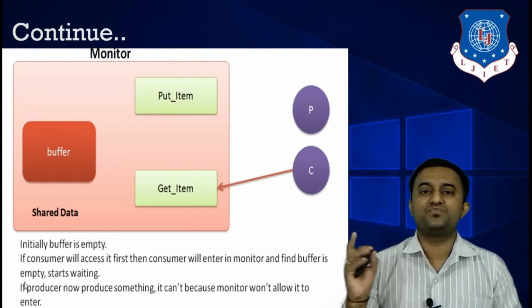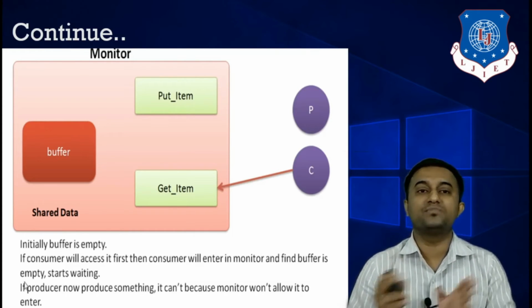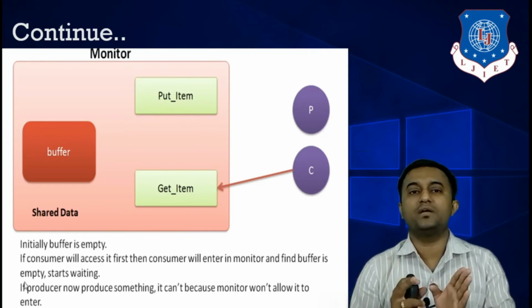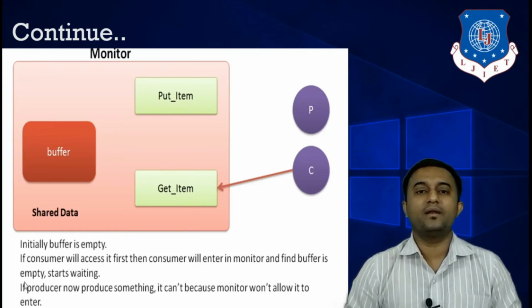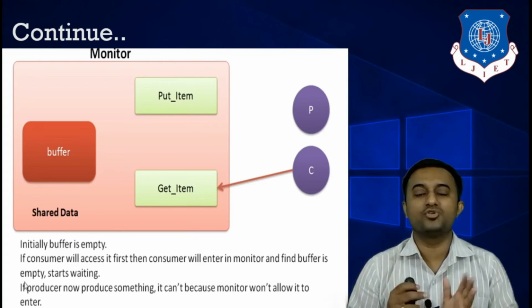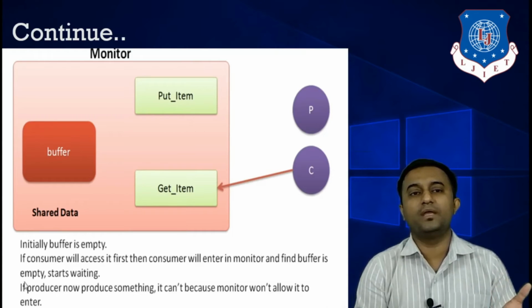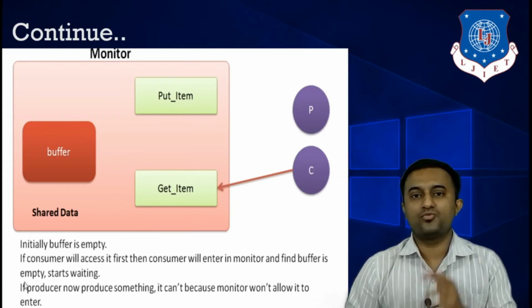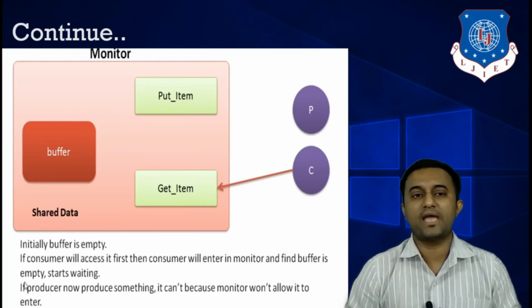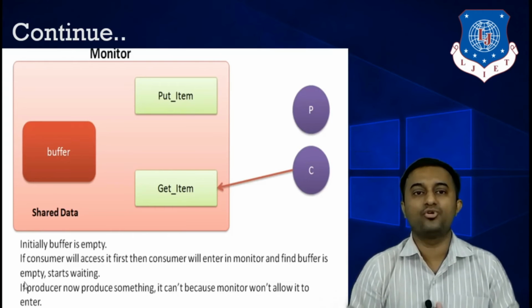And we have two processes, P and C. P stands for producer and C stands for consumer. So the producer will produce something. The producer will call put item, and with the help of put item it will insert some data into the buffer. In the same way, the consumer will consume something. So the consumer will call the procedure get item, and through get item the content of the buffer will be fetched and given to the consumer. So these two procedures we have, and two processes we have, and one shared buffer we have. And initially this buffer is empty, that you need to assume.